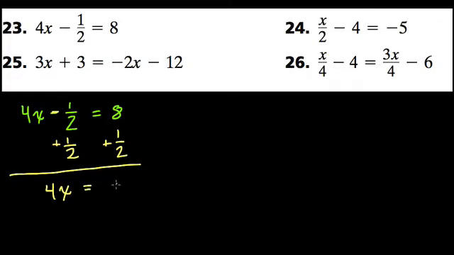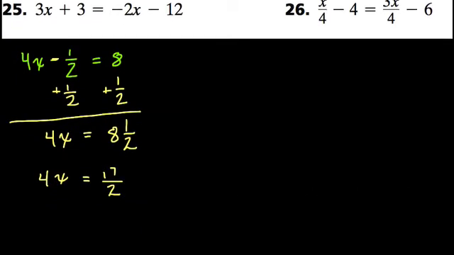Or if you want to write that as a mixed number, right? Which I don't like to, as an improper fraction. I don't like to work with mixed numbers here, right? 2 times 8 plus 1 is 17 halves. You can think of 8 as 16 halves plus 1/2 is 17 halves, and that equals 4x. Now we just solve for x.